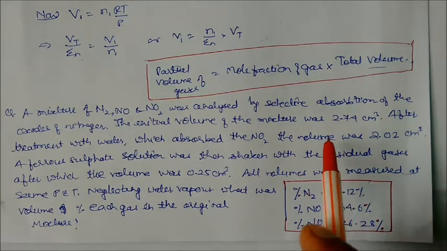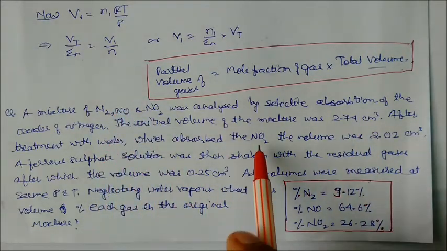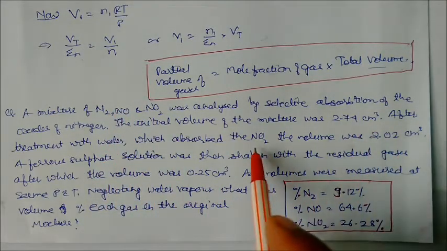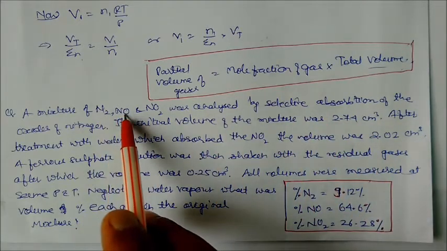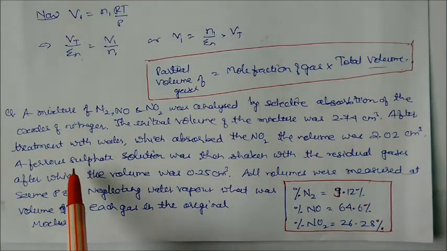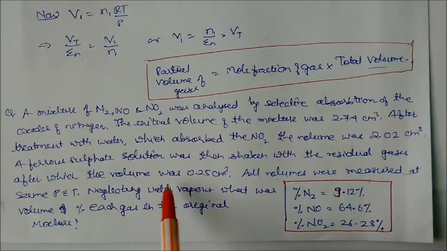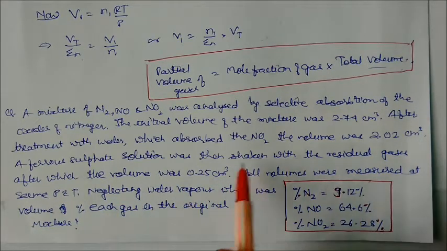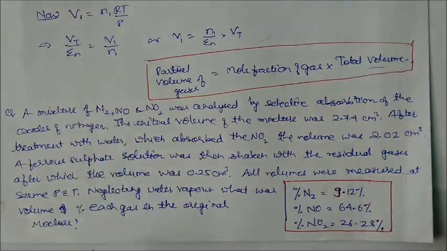So initially the volume of the mixture was 2.74 cm³. If you absorb NO2, you will get 2.02. If you subtract this, you will get the partial volume of NO2. Again, if you take ferrous sulfate solution, the residual gas volume becomes 0.25 cm³. So we can solve this. Once you know the NO2, you can solve for N2 plus NO. After solving, you will get these percentages. I am not solving this problem, you try it, you will get this answer.